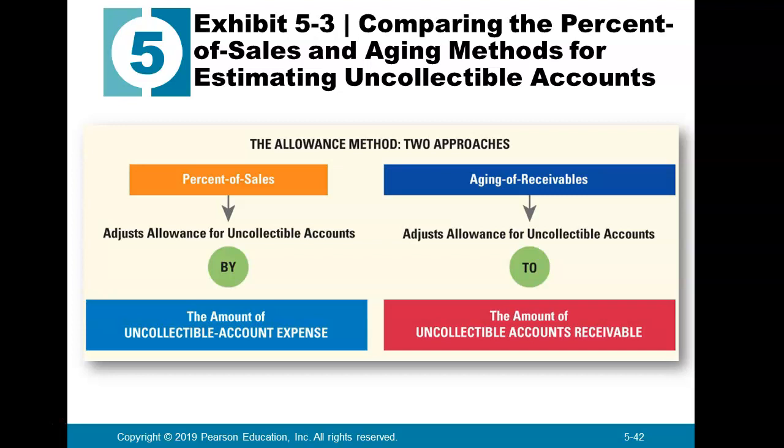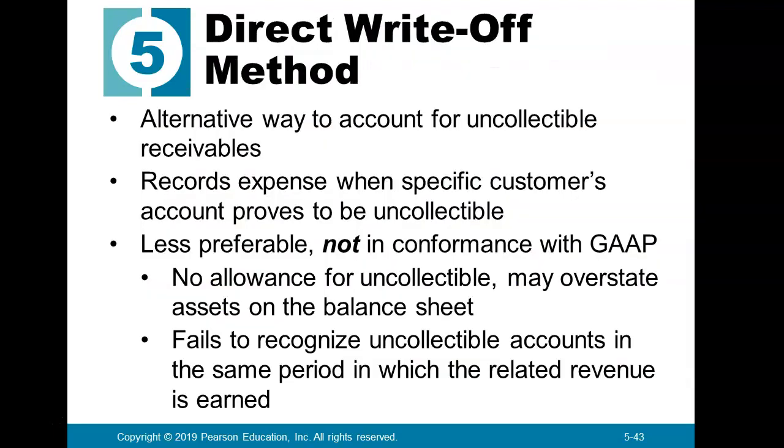And the method that we use is all a matter of you practicing the concepts: practicing the percentage of sales method, how it's computed and how it's recorded, and then also the approach of the aging of receivables, how it is recorded and how it's computed. And then again, the direct write-off method is not approved by GAAP. It is approved by the IRS. So this is going to be the income tax method.